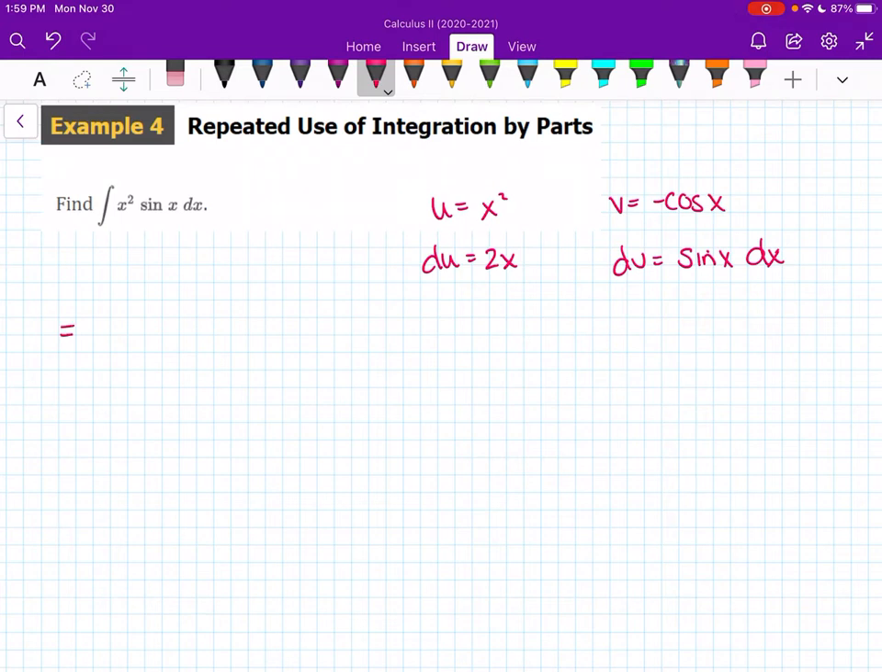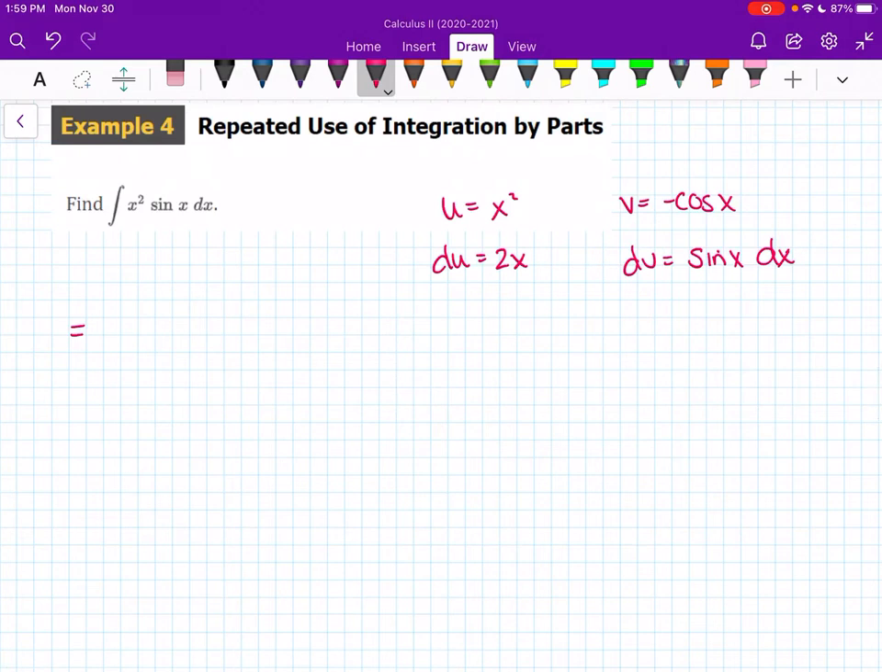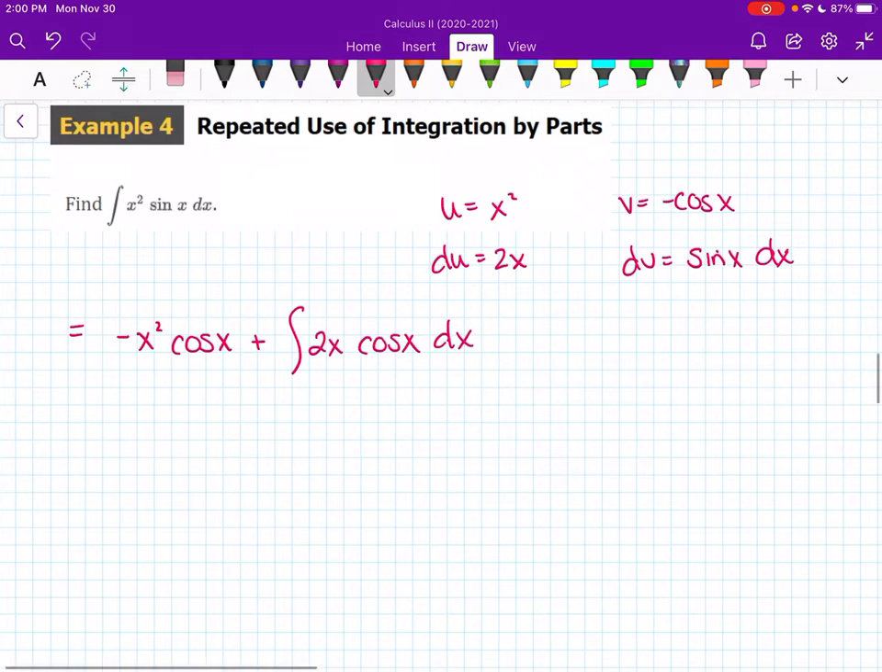So then when I do my integration by parts, I'm going to get x squared times negative cosine, so negative x squared cosine x, and then minus a negative 2x cosine x, so I'm just going to make it positive because we got two negatives there, dx. And then we see that here, this integral, I need my dx's here.